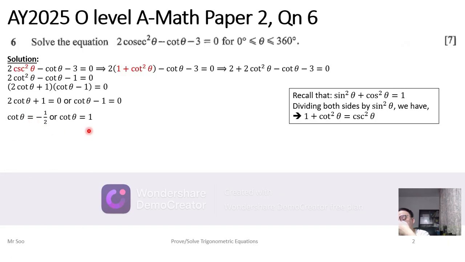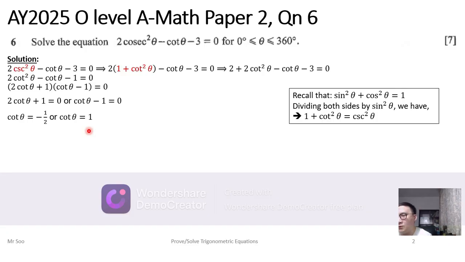Now, before we use our ASTC rule: in ASTC, all trigo functions are positive in Q1, correct? For Q2 only sine is positive. For Q3 only tangent is positive. For Q4 only cosine is positive, correct? But is cotangent part of the ASTC rule? Actually, yes. Cotangent is the reciprocal of tangent, right? Which is positive in Q3 and Q1.